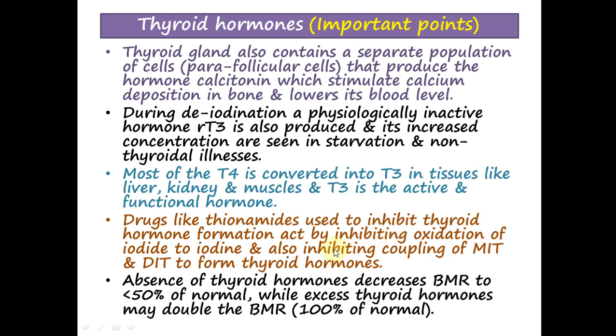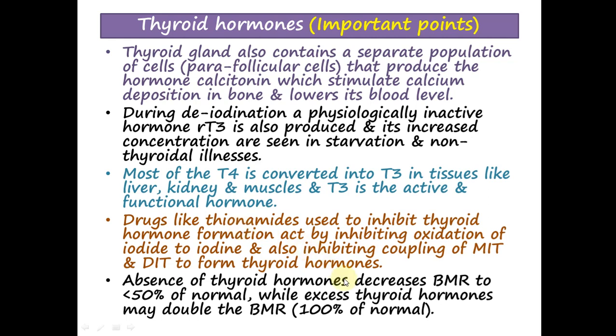Also, we know that monoiodotyrosine and diiodotyrosine will unite together and undergo coupling to form T3, and the thionamides also inhibit this coupling of MIT and DIT. By exerting these two effects, inhibiting oxidation of iodide and inhibiting the coupling of MIT and DIT, these drugs inhibit the formation of the thyroid hormones.